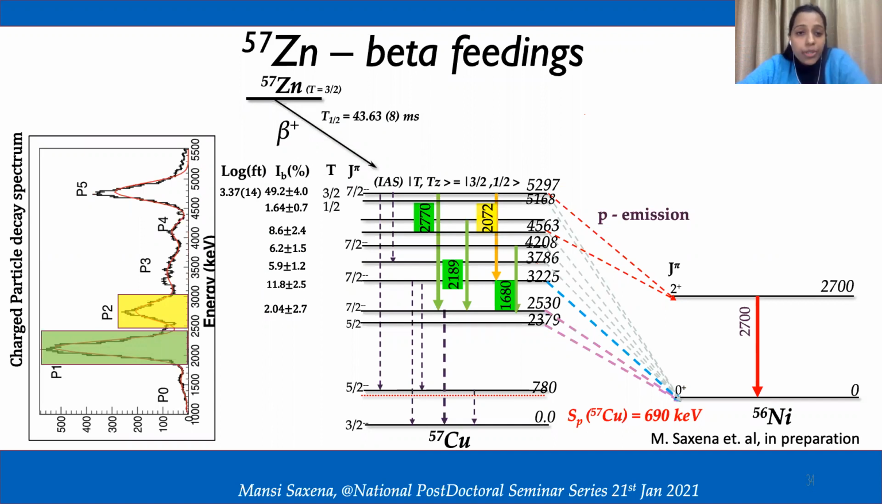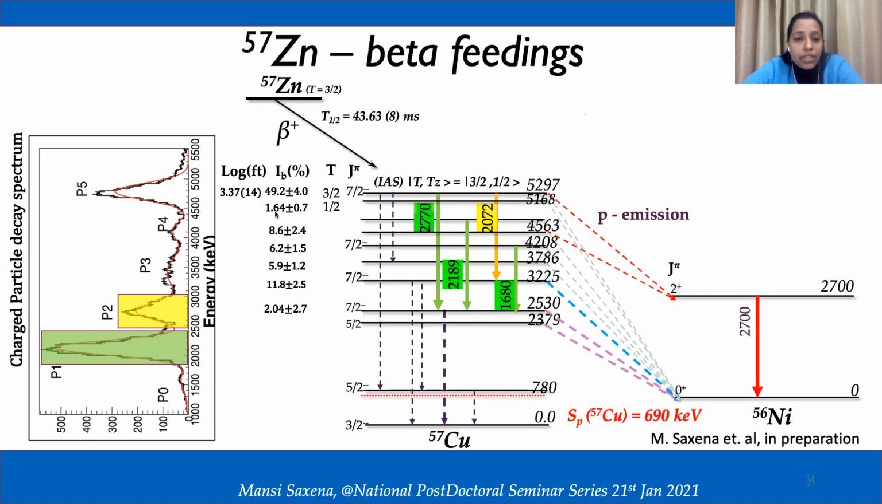Now, since we also see these gamma ray transitions in the decay of zinc-57, it is very essential to also estimate the intensities of these gamma rays. An important thing to note is that the proton intensities need to be corrected for the intensities of these feeding gamma ray transitions. For example, if I want to properly account for the beta intensity for the isobaric analog state, in addition to the proton intensities, we also need to account for these gamma intensities.